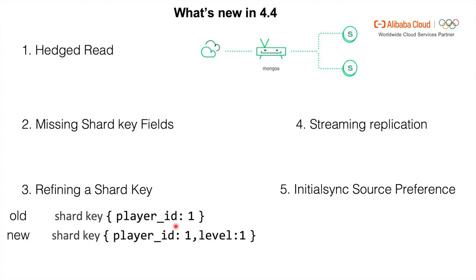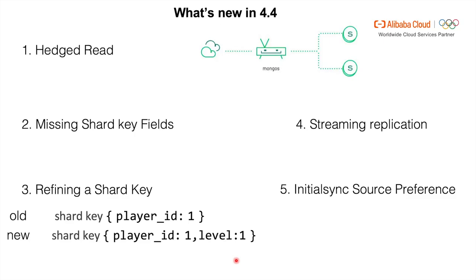So it's better to refine your shard key by suffixing one more field. As you can see here, the new one will be player ID, and level 1 is again a new field. So you can eliminate those problems.